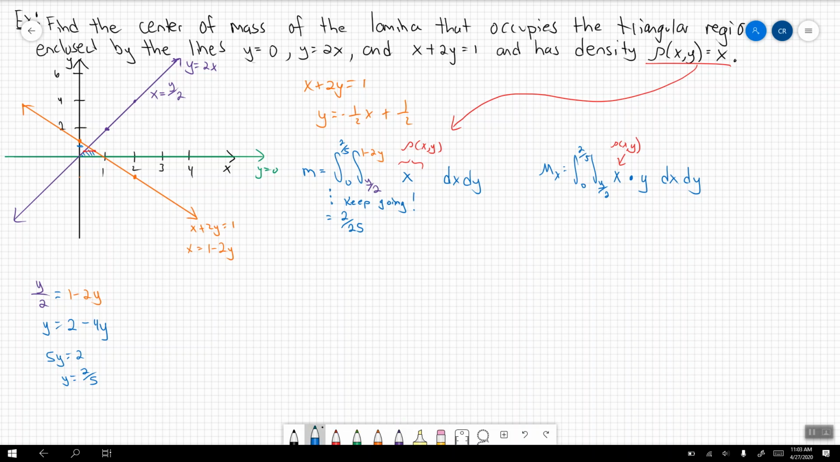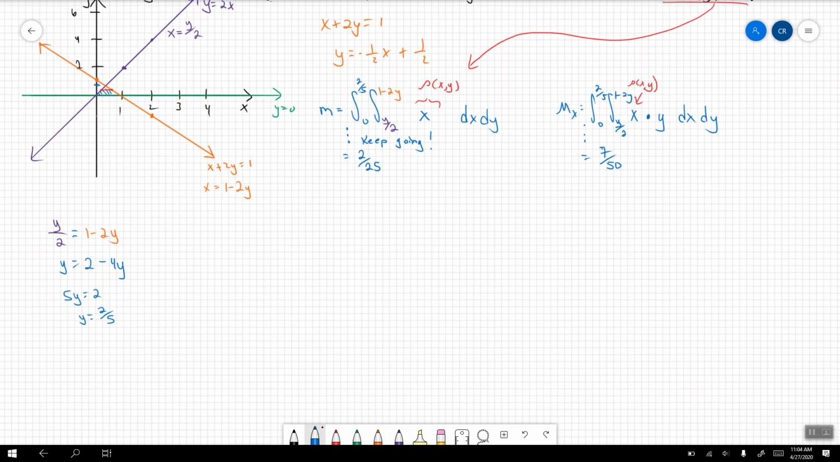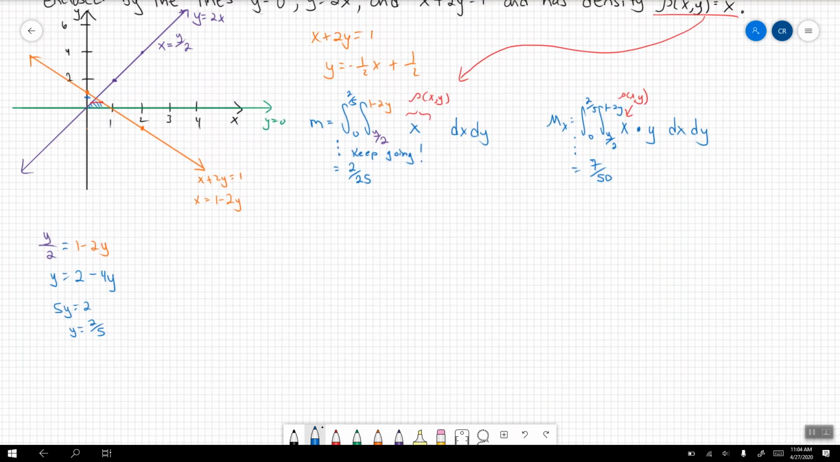That was 1 minus 2y. Here we are. And so all we do is just evaluate this double integral here. You can go ahead and evaluate this double integral, but spoiler alert, so if you want to do this on your own, hit pause. The answer is 7/50. Okay, not too bad. Again, once you set up the initial double integral, the rest of the double integrals are going to be almost identical, if not exactly the same.